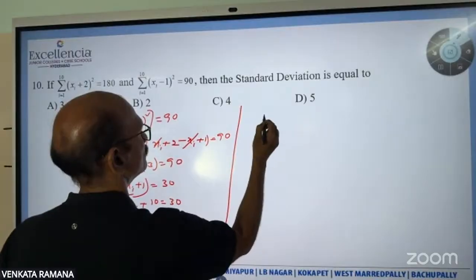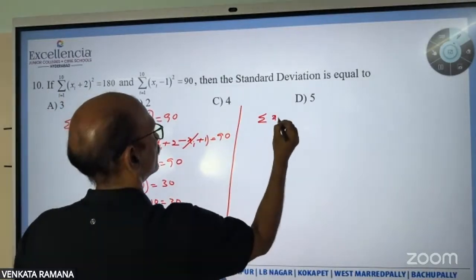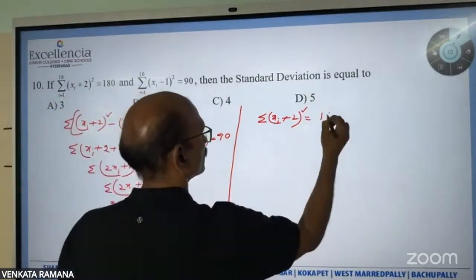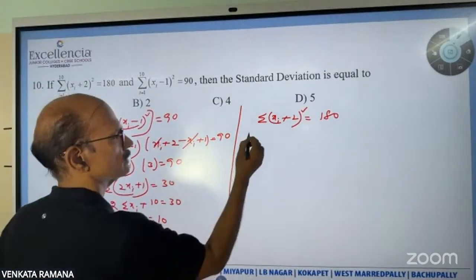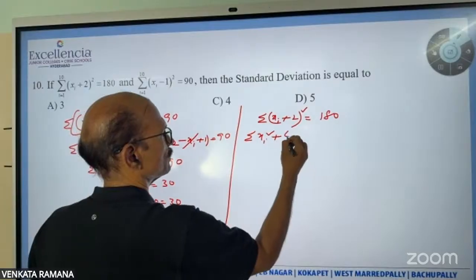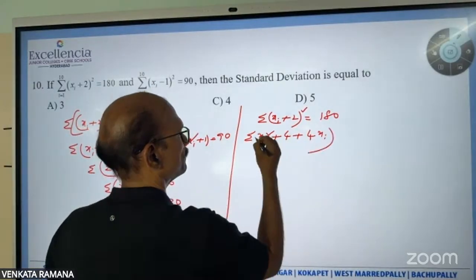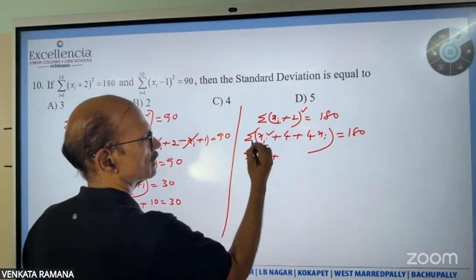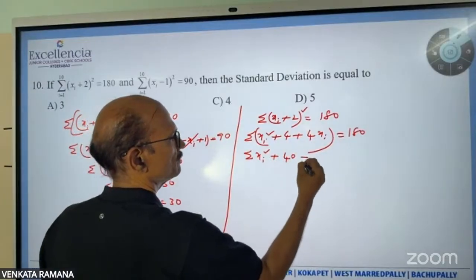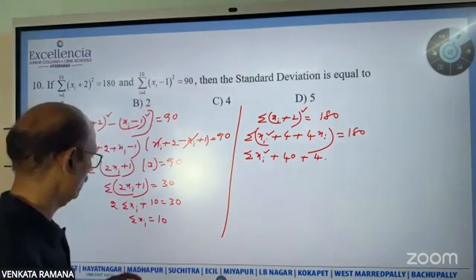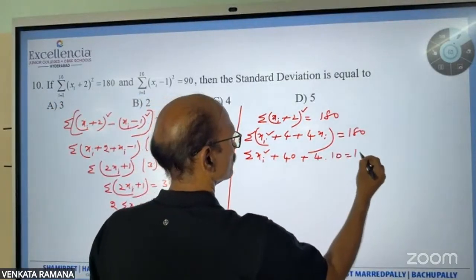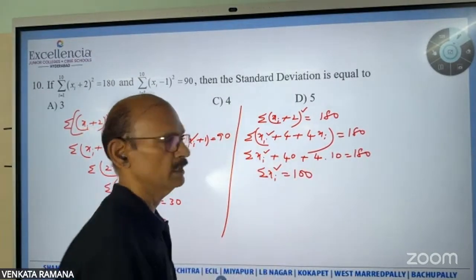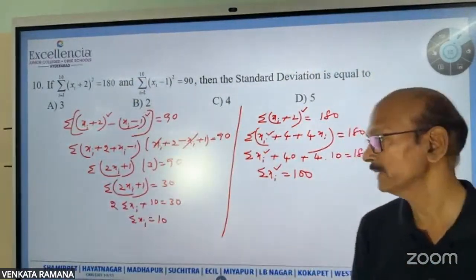This is equal to sigma, expand it, (xi plus 2) whole square is equal to 180. Just I'm expanding now. So sigma xi square plus 4 times of xi is equal to 180. So sigma xi square we don't know. This is 4 times of sigma xi, which we already got, it is equal to 10, so 4 times is 40. So finally, sigma xi square plus 40 is equal to 180, so 180 minus 40 will be 100.